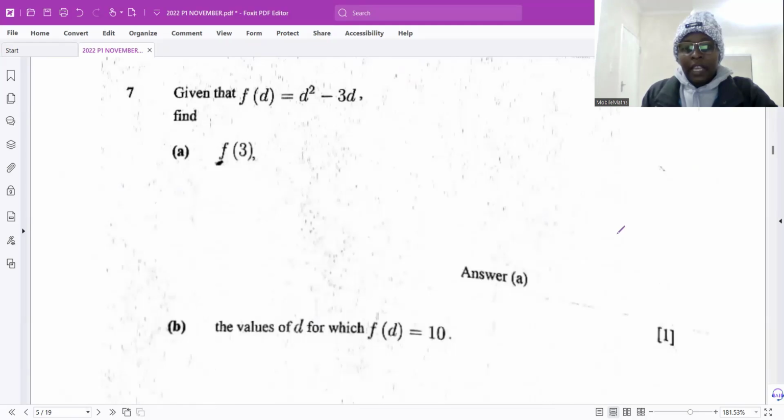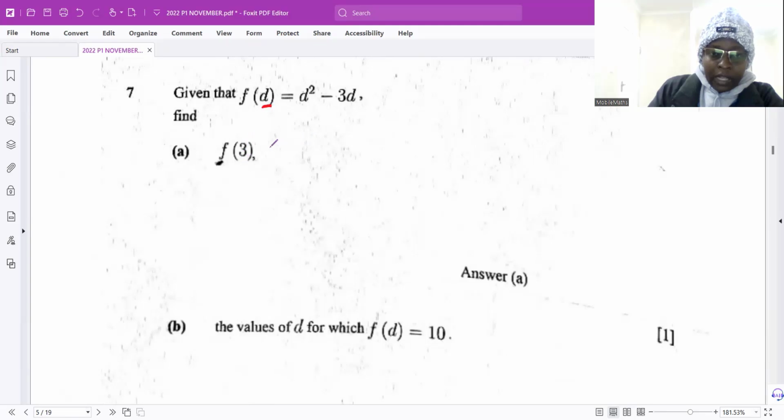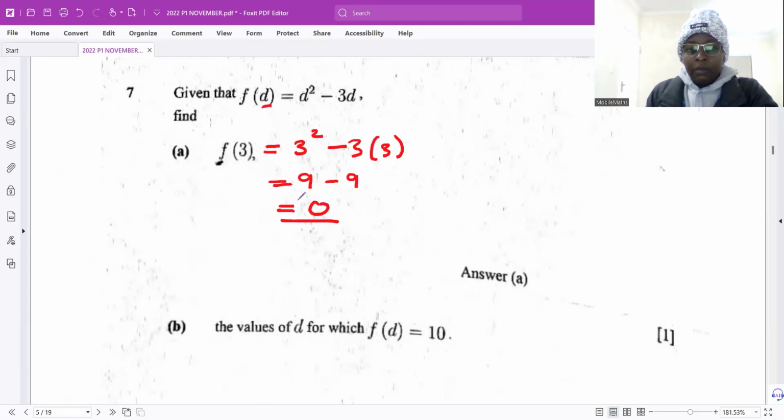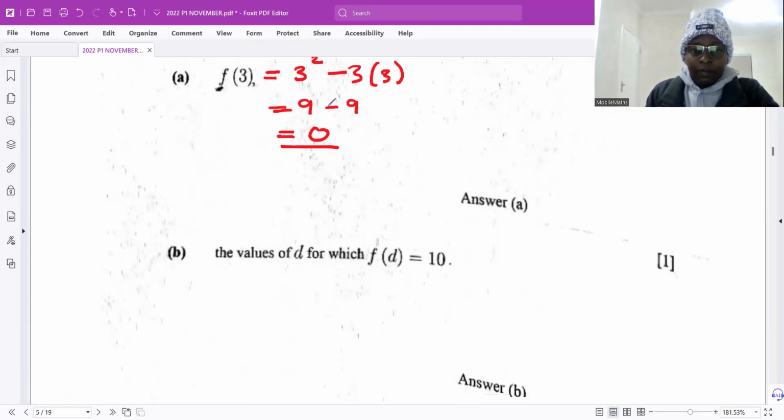Number 7 is now saying we are given function of d is d squared minus 3d. Find f of 3. It means where we have d, we are putting 3. So I can say this is equal to 3 squared minus 3 by 3 there. So this gives me 9 minus 9. I get a 0 as our answer. Okay, let's move on to the next question.